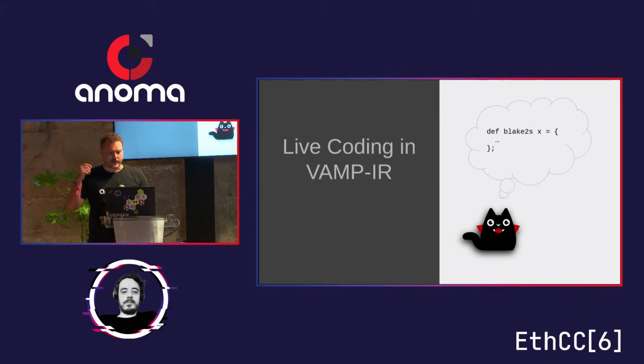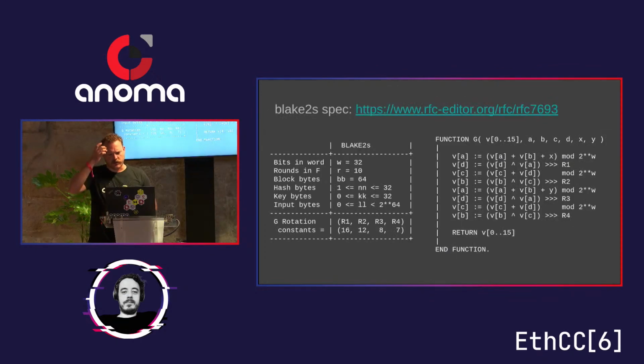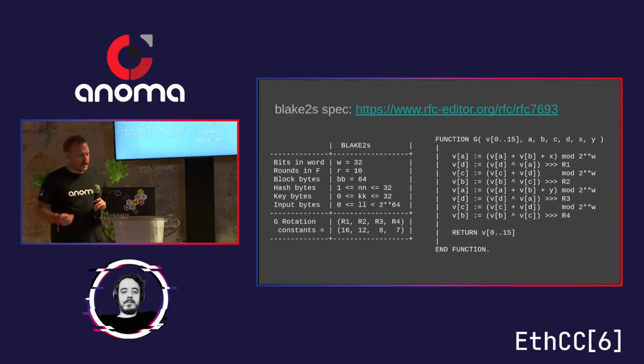We're going to be looking at the Blake2s hash function. You can find the spec to Blake2s online. I've got the URL right here. I've got the most important parts for us today up on the screen. We're going to be writing a circuit that checks correct computation of function g.